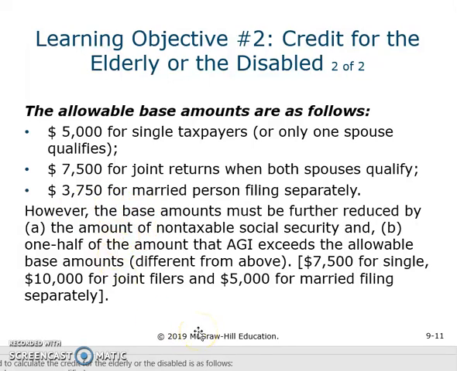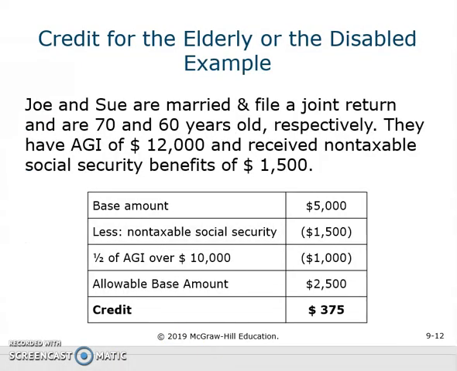However, the base amounts must further be reduced by the amount of any non-taxable Social Security, or B, 1/2 of the amount that AGI exceeds the allowable base amounts, which are $7,500 for single, $10,000 for joint filers, and $5,000 for married filing separately. So let's look at an example.